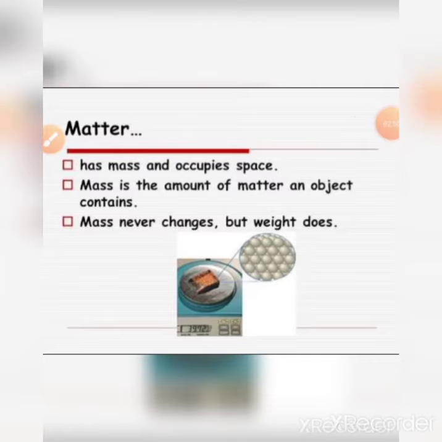Mass never changes, but weight changes. Mass depends only on the number of particles, so it is always a constant value. But weight depends on gravity or the force of attraction. That is the weight of matter.